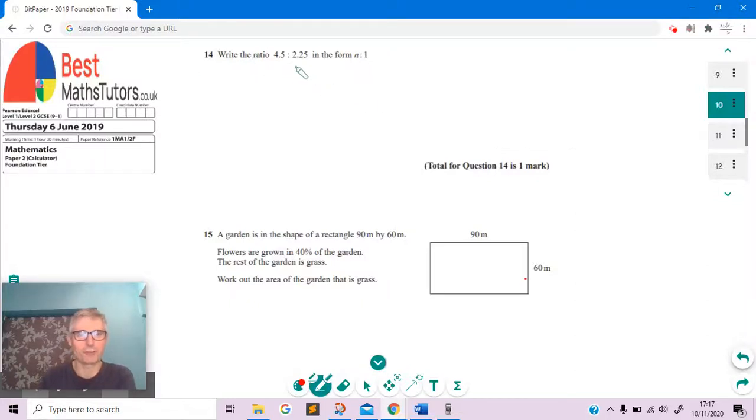I'm continuing to go through the Edexcel Foundation Tier paper from 2019. This is paper 2, and we're on question 14.